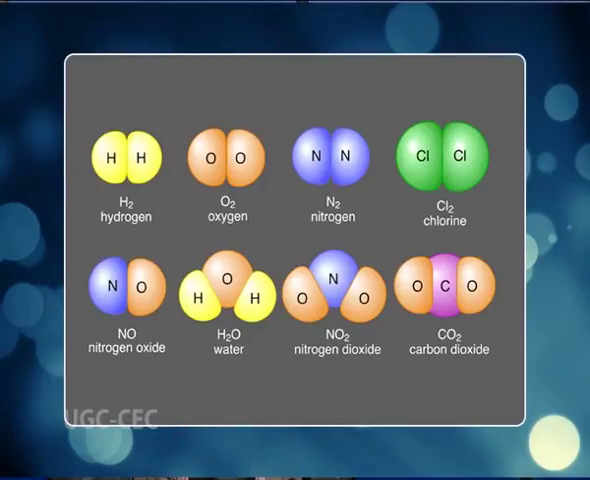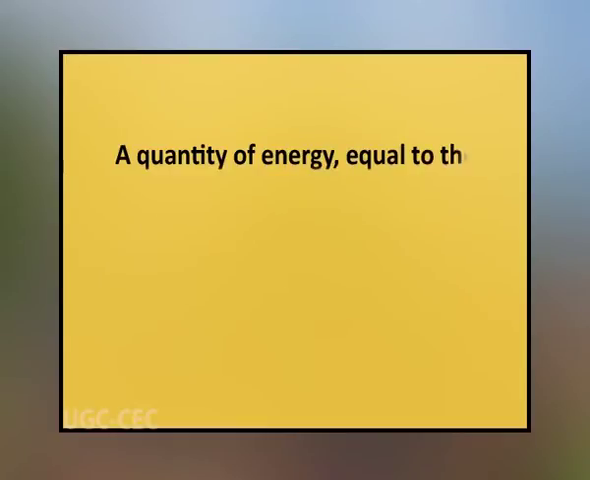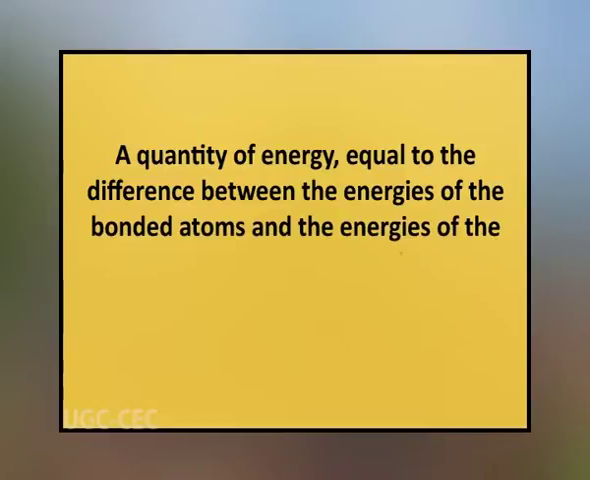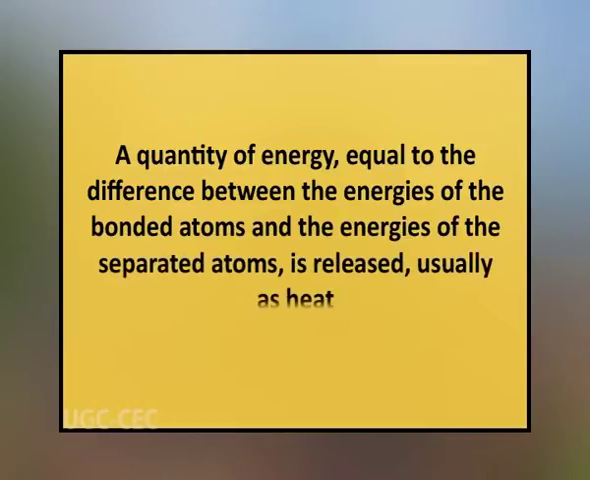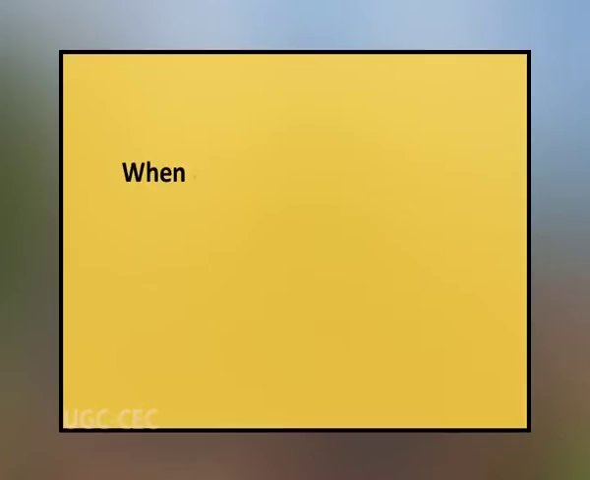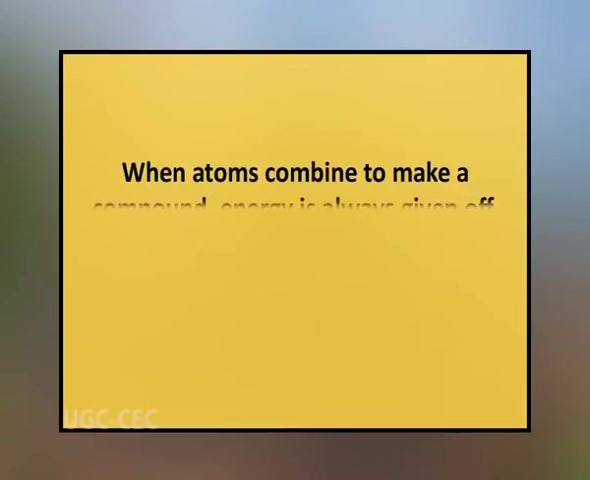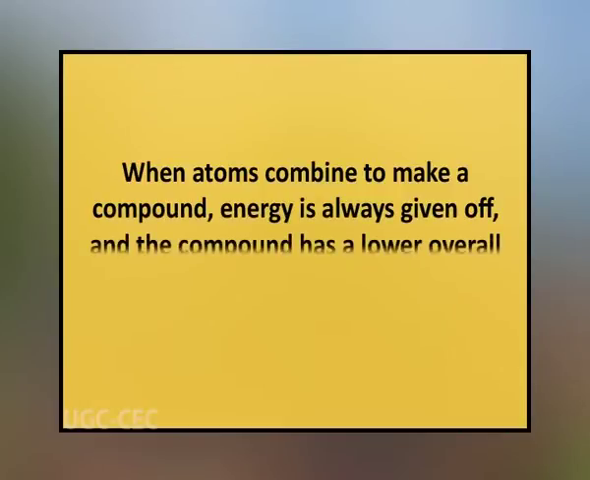Atoms bond together to form compounds because in doing so they attain lower energies than they possess as individual atoms. A quantity of energy equal to the difference between the energies of the bonded atoms and the energies of the separated atoms is released, usually as heat. That is, the bonded atoms have a lower energy than the individual atoms do. When atoms combine to make a compound, energy is always given off and the compound has a lower overall energy.